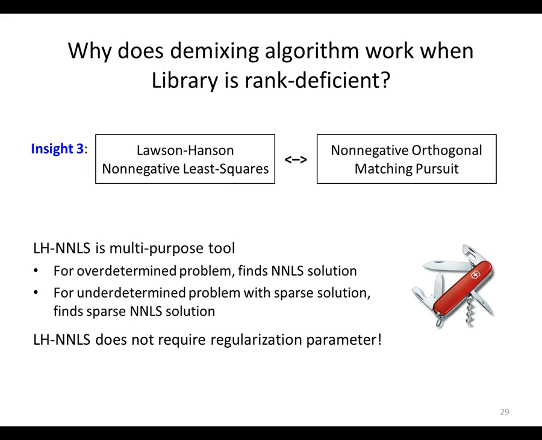But in my opinion, the way to think about the Lawson-Hansen non-negative least squares is essentially as this multi-purpose tool. If you have an overdetermined problem, it will find that non-negative least square solution for you, just as it has for many years for people. But if you have an underdetermined problem with a sparse solution, it will find a sparse non-negative least square solution. And the beauty of it is that it doesn't require a regularization parameter. And so this is why I say that this algorithm is intrinsically regularized.